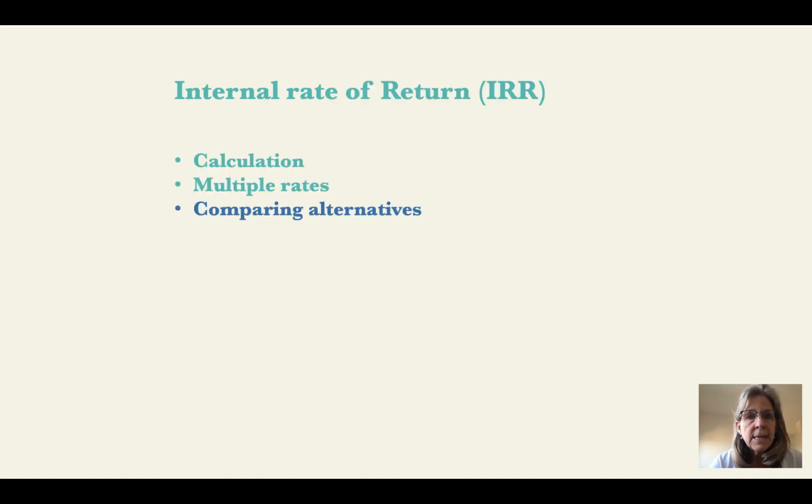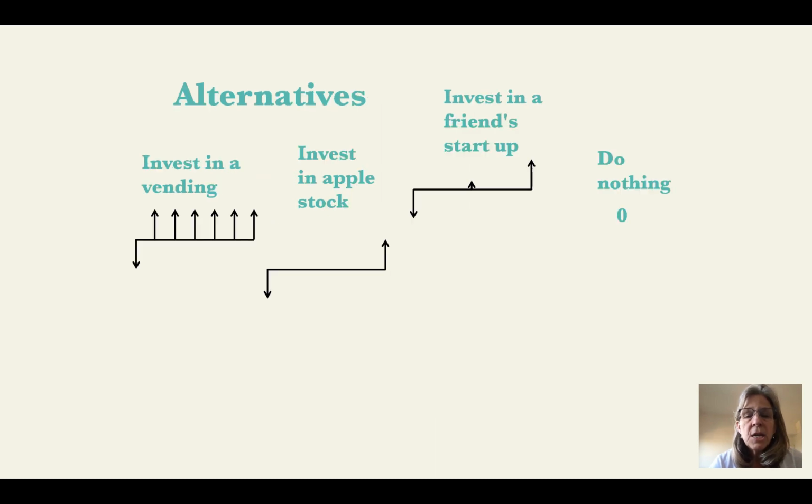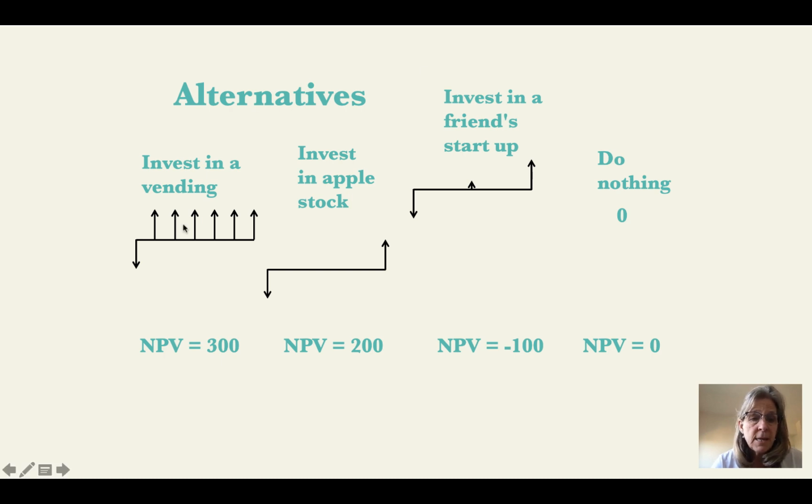And then the last thing regarding internal rate of return is how you compare alternatives. The problem with this is that you can have various alternatives. In this case, invest in a vending machine, invest in Apple stock, invest in a friend's startup, or do nothing. The way that you would do it traditionally is calculate the net present value and choose the higher one. In this case, the net present value tells us that it's best to invest in a vending machine.